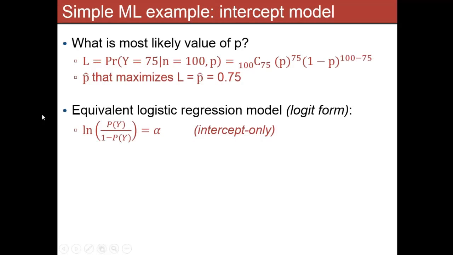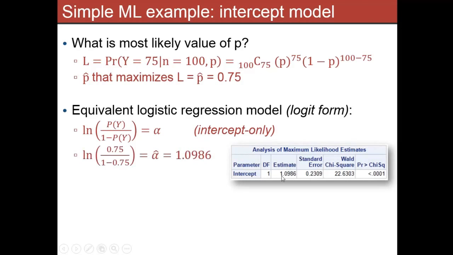Because this is equivalent to a logistic regression model with only an intercept. There's no covariates. There's just people. 75 of them got the disease and 25 of them didn't. And we just did logistic regression with an intercept-only model. If you fit that data set with 100 people, you would get that the intercept alpha is 1.0986.